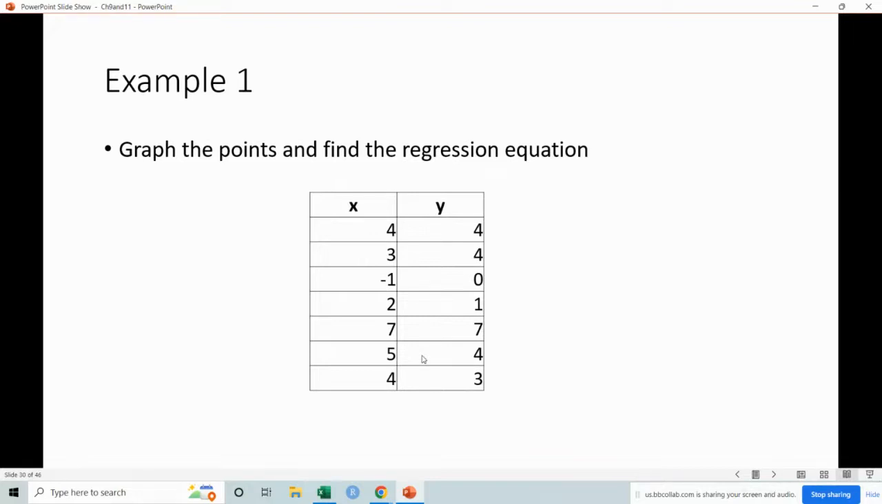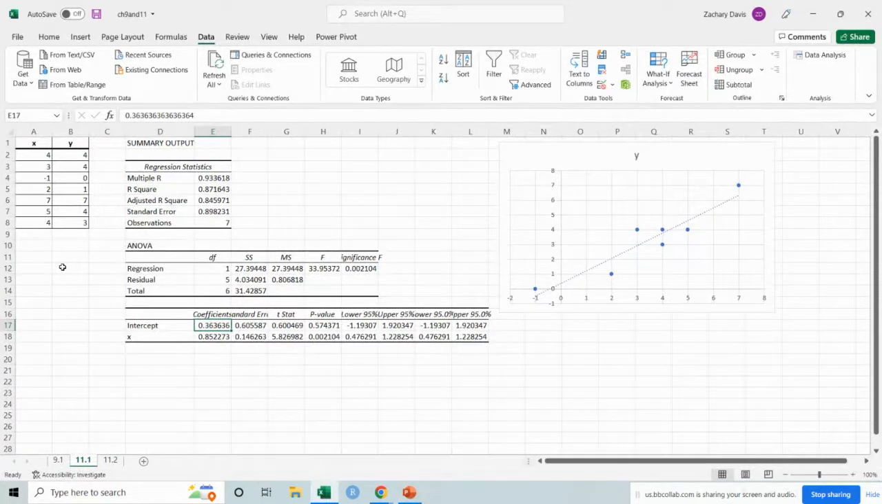So let's look at example 1. We're going to graph the points and find the regression equation. So let's see. We have 2 columns, x and y. So we must be on this one. I feel like I missed a slide on ANOVA, but I'll come back to it. Okay, so we have those variables, x and y, in 2 columns.